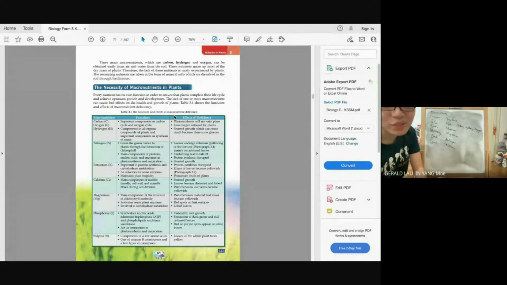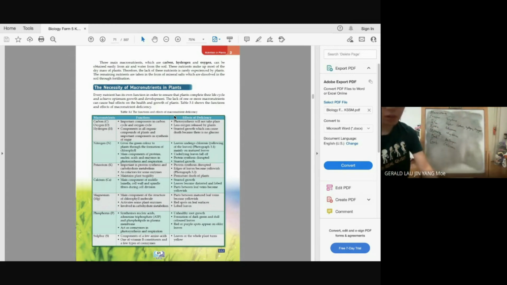The function and deficiency is another story. That one is also hard. But I have an easier way to understand this: not to memorize according to the nutrient, but to memorize according to their function. For example, formation of chloroplast or chlorophyll, you only look at which nutrient is responsible for that, instead of going, okay, what does nitrogen do, what does potassium do. That one is very hard. Confirm you cannot remember.